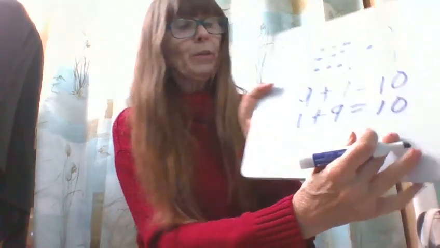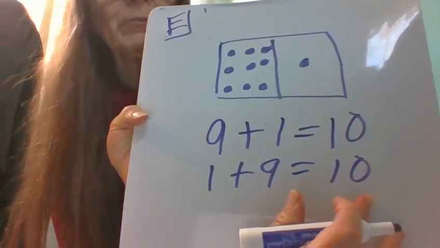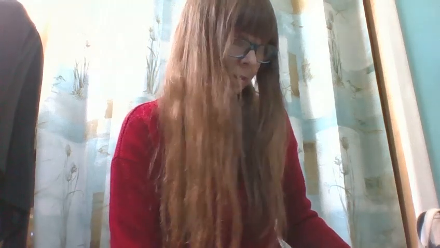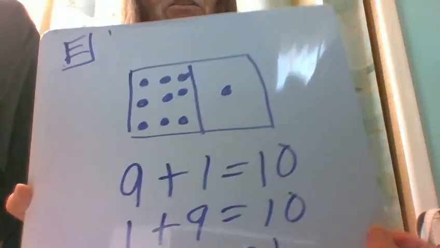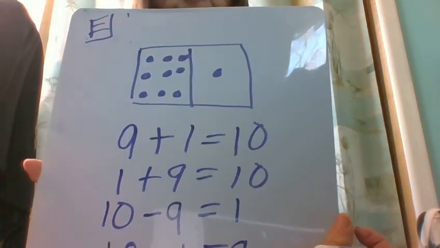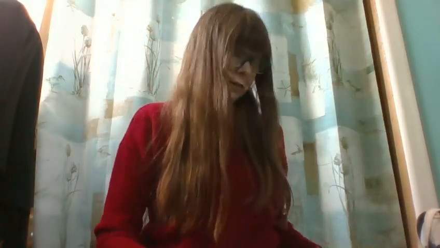Then we do our subtraction problems. We start with the sum from each addition problem. That becomes our minuend. So we're going to do 10 minus 9, or 10 take away 9 equals 1. And then 10 take away 1 equals 9. All right, we only have one more combination that is partners of 10.